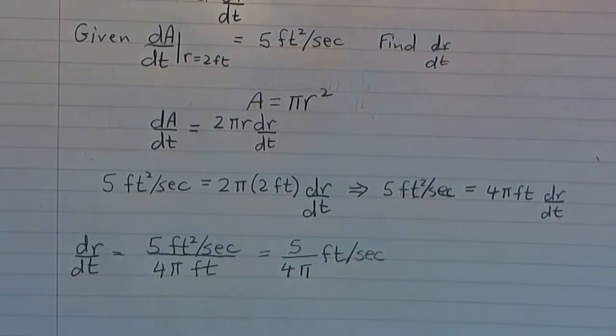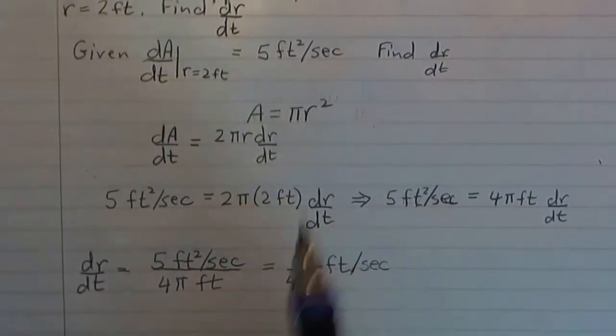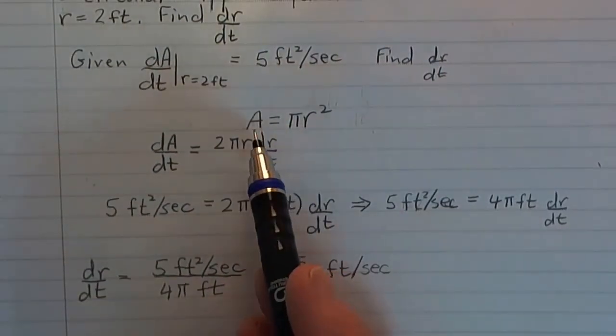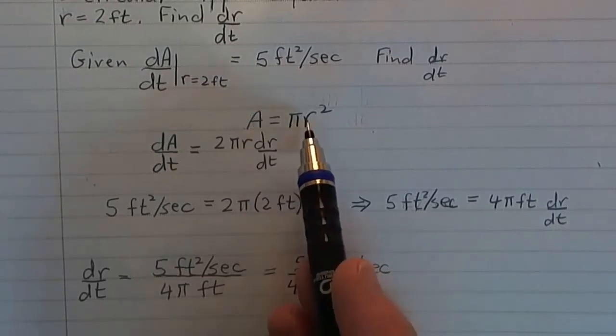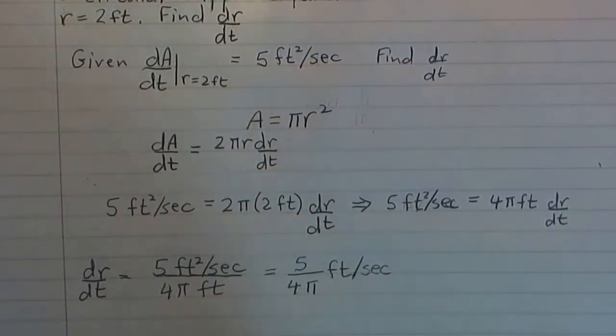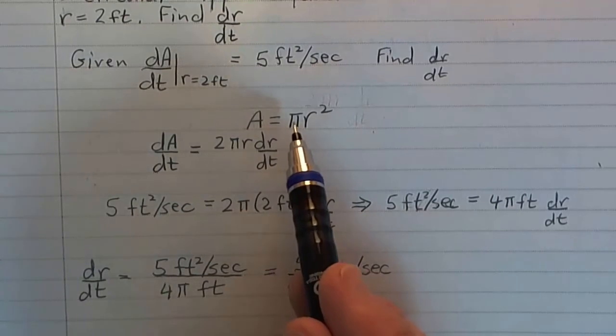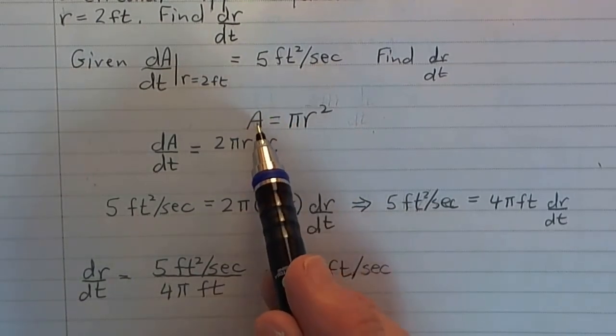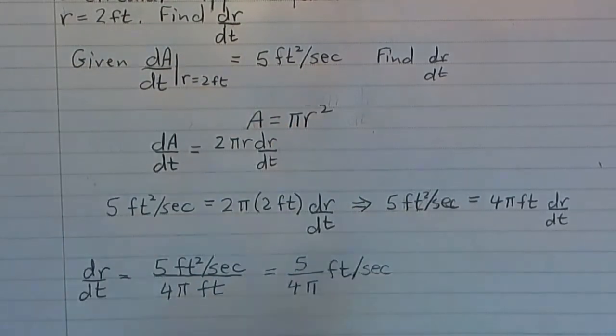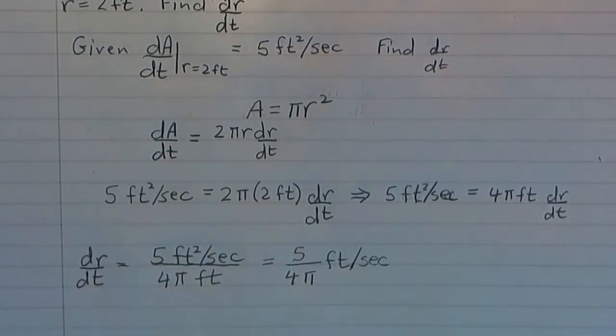There we have it. Okay, so that answers that question. And notice, remember what we did. We first of all found a relationship between area and radius, and then we used that to find the relationship between the rate of change of area and the rate of change of radius.